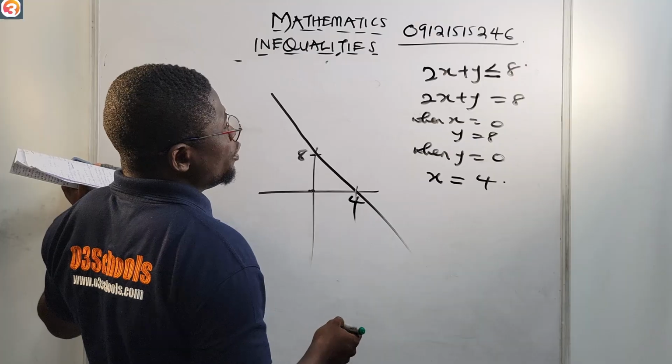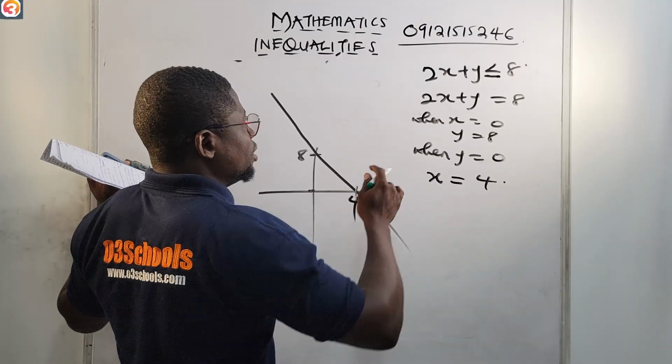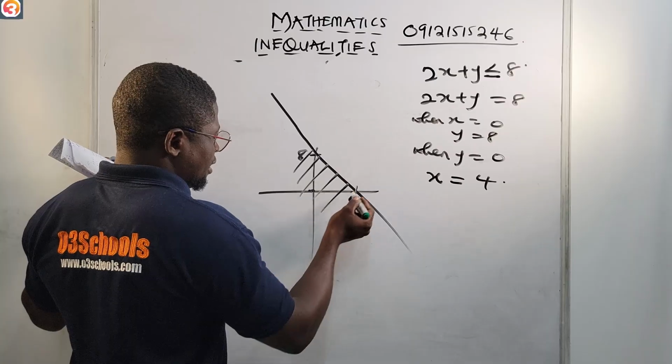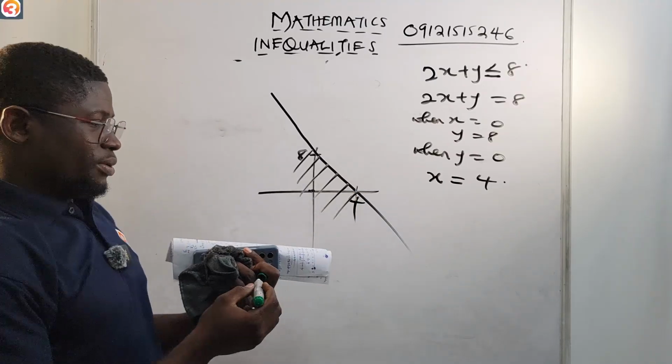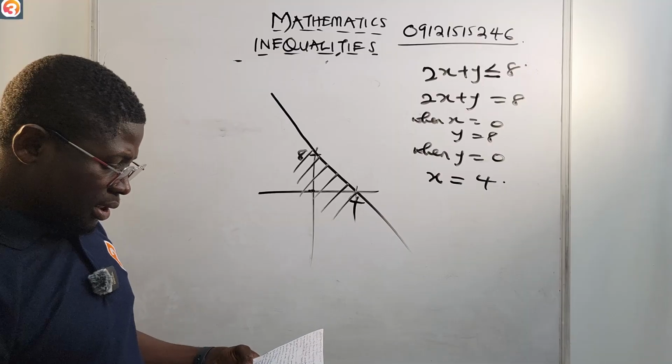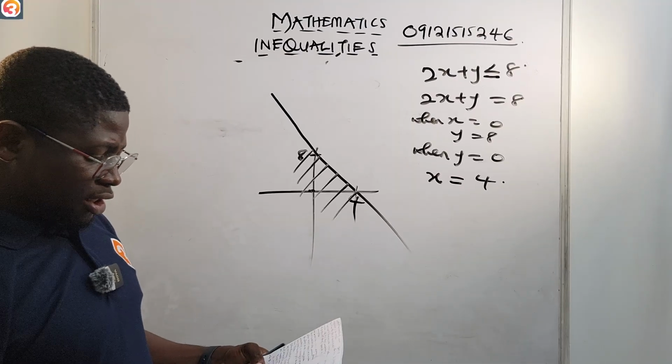And then, do I shade above or below? You're having greater than, so we shade above the graph also. So this region will be the region that represents our inequality. Okay, so let us go.